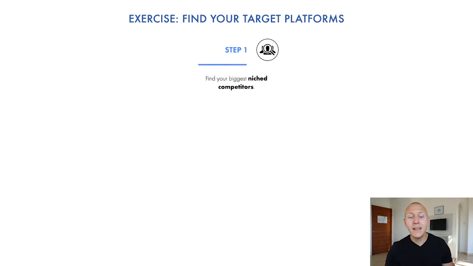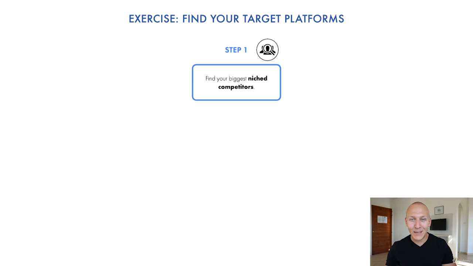So the first step in finding your target platforms is simply to find your biggest niched competitors. Now your niched competitors are selling the same products and services as you are. So that means that they have the same audience as you do, which means that since they are already selling the products and services to that audience that we're looking for, they know what the target platforms are. So that means that our competitors can show us exactly what platforms that we need to target. So the first step in order to accomplish that is simply to understand who our biggest niched competitors are.